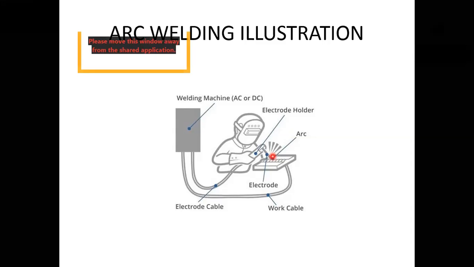To protect our eyes from the bright arcs, we use this one, the welding shield. Nowadays we are having welding goggles. Welding goggles protect our eyes. Then coming to this, this is all about the arc welding process.